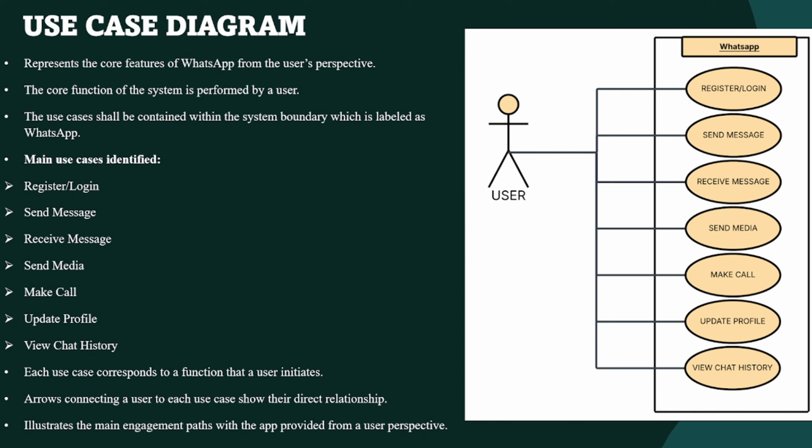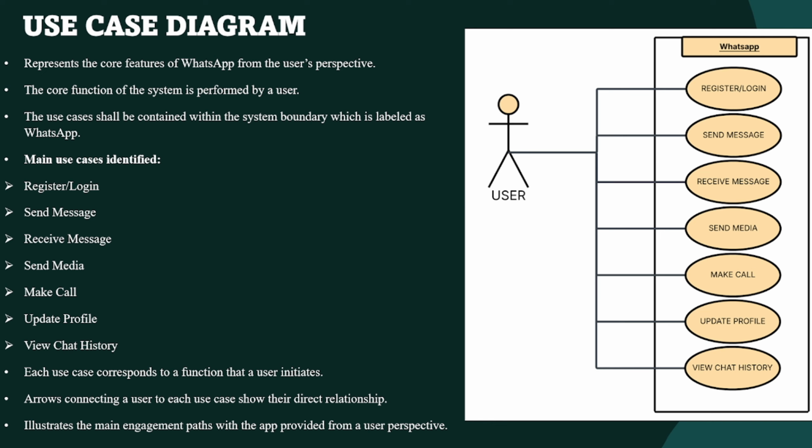Use case diagram. The use case diagram illustrates the core functionalities of the WhatsApp application from the perspective of a single user. In this diagram, the user is represented as the primary actor who interacts with the system to perform various actions. These actions, referred to as use cases, are encapsulated within the system boundary labeled as WhatsApp. The diagram identifies 7 main use cases: register/login, send message, receive message, send media, make a call, update profile, and view chat history.